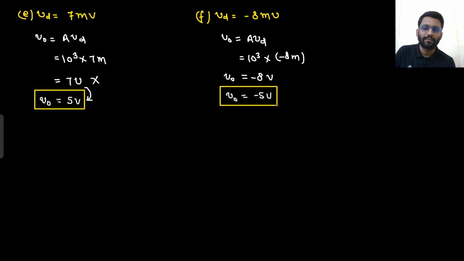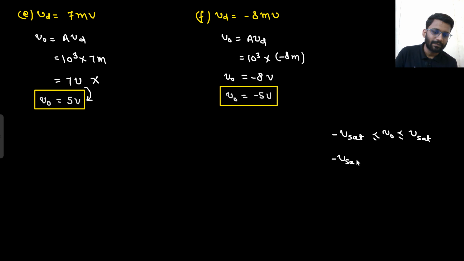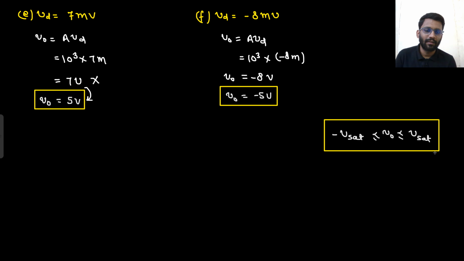That's it. So basically what you can see here is that your output will always be greater than minus V sat and less than plus V sat. That's it. This is the range. Or what else you can write? What is your output? Output is A into Vd. Oh, forget it. No need to write all those things. Just a simple point that output will be between these two points only: minus V sat to plus V sat.